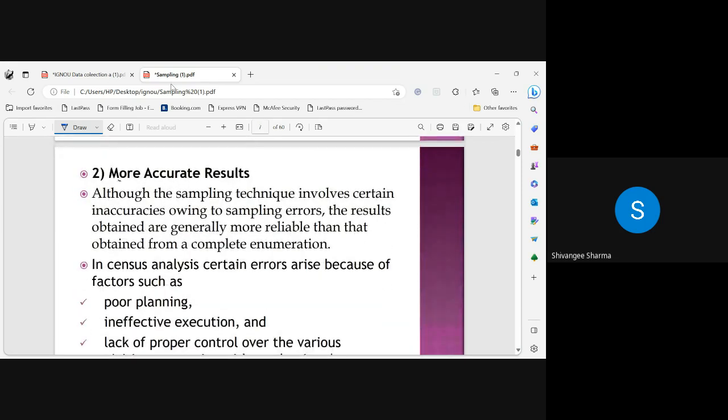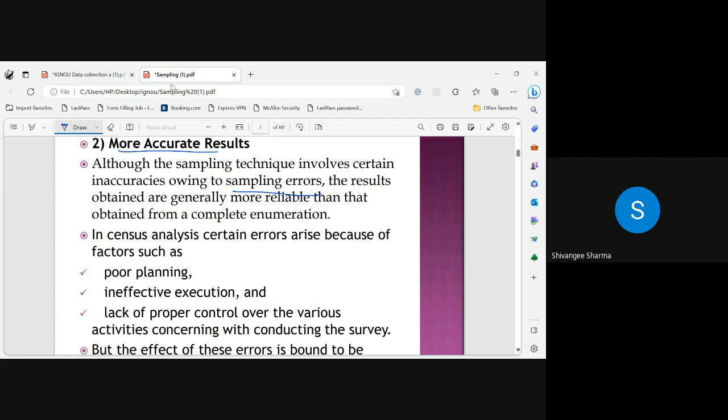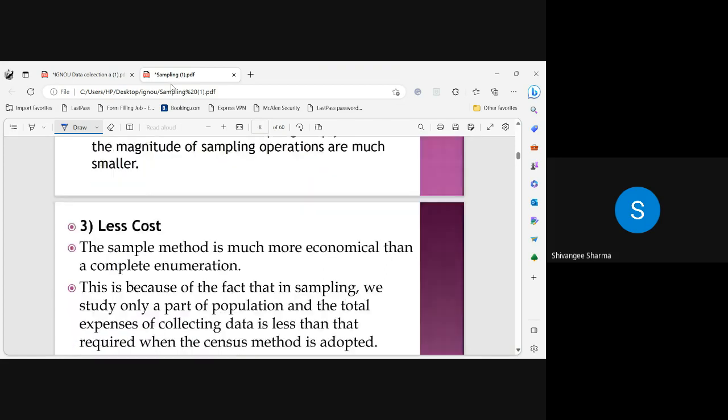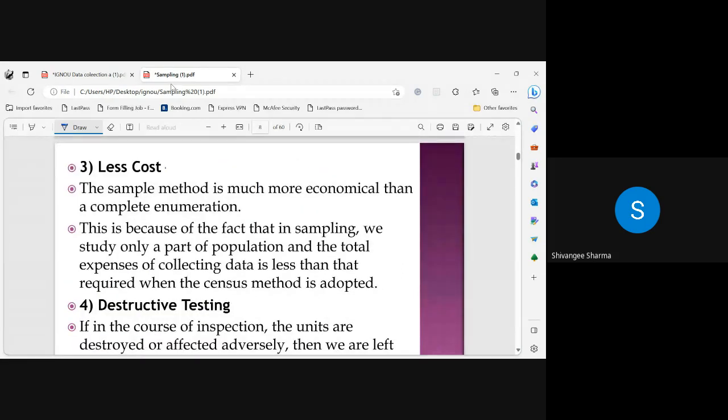Next is more accurate results. Sampling techniques involve inaccuracies owing to sampling errors. But once the sample is drawn with precaution and it is a true representative of the population, there are always more accurate results. Okay, then it is less cost, because the size or the respondents of your particular research problem has reduced.